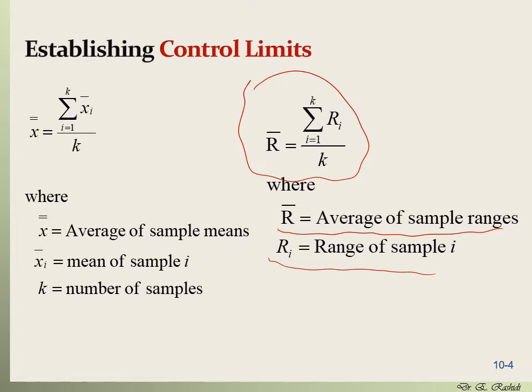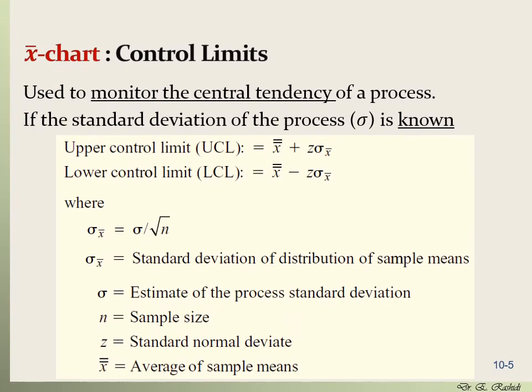So let's see how these control charts work. Let's actually build and establish the control limits for them. Let's start with X bar chart control limits. As we mentioned, X bar charts are used to monitor the central tendency of a process. But every control chart must have a lower limit and upper limit. How do we find the upper limit and lower limit for the X bar chart? In the previous formula, we computed the grand average, X bar. That's the central line.